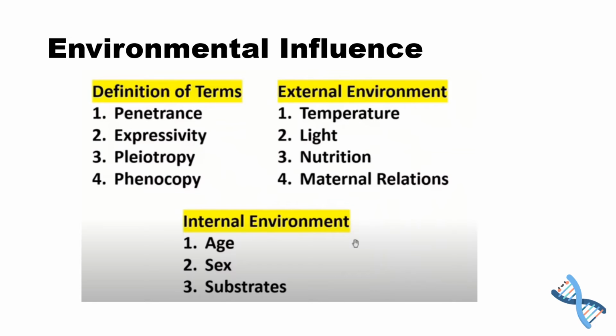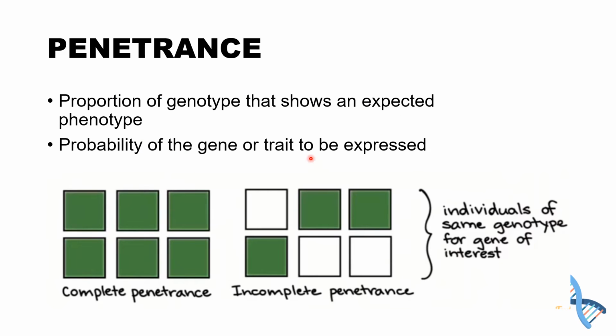So with that, let's go to penetrance. When we say penetrance, it is the proportion of genotype that shows an expected phenotype. So may proportion daw doon sa genotype na na-express lang yung expected phenotype. So there is a probability of the gene or trait to be expressed.